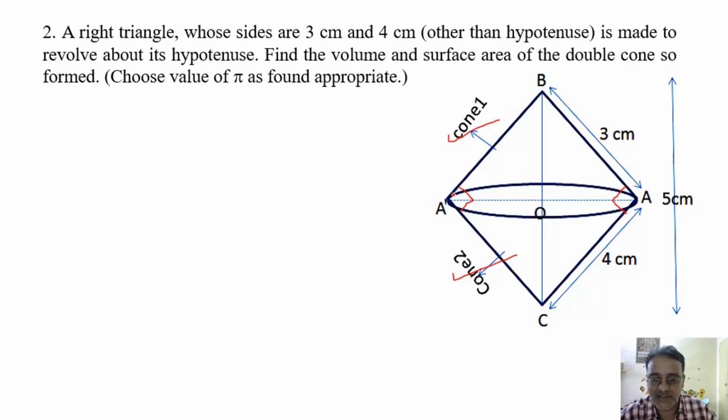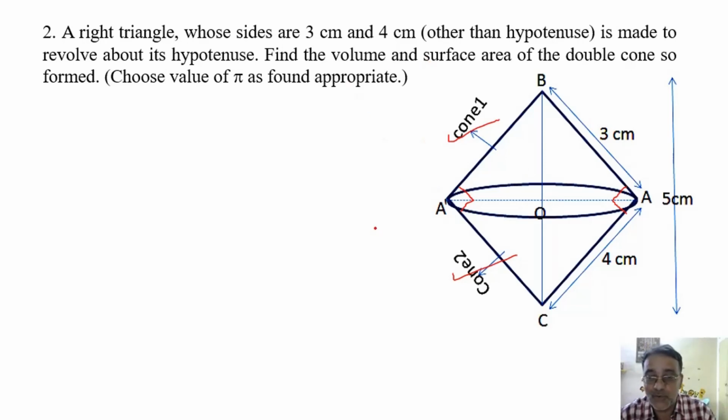Last year question was there in 9th class. If we revolve around AC, then also we'll get one cone. But if we revolve about its hypotenuse, I think you remember I explained in the class also last year. If we revolve about its hypotenuse, we'll get two cones, upper and lower. Now we have to find volume and surface area.